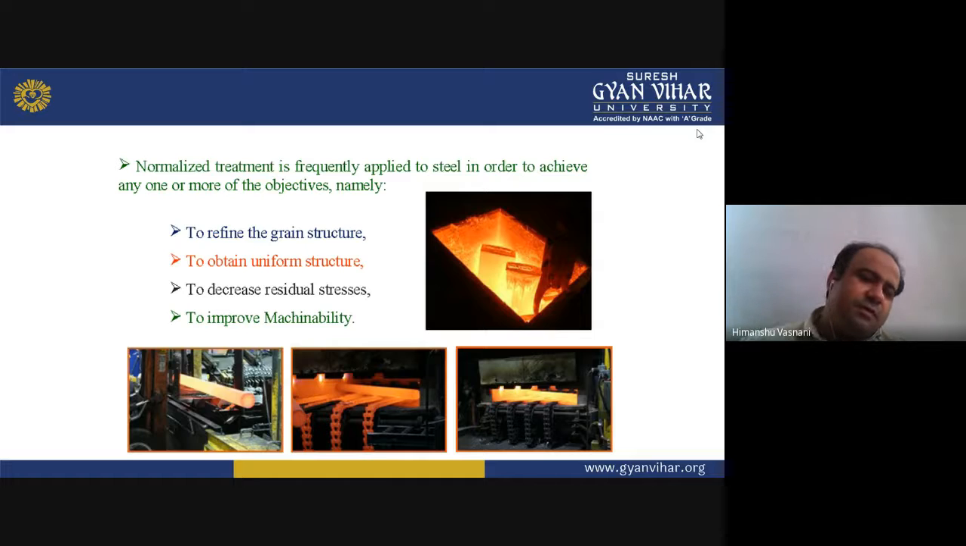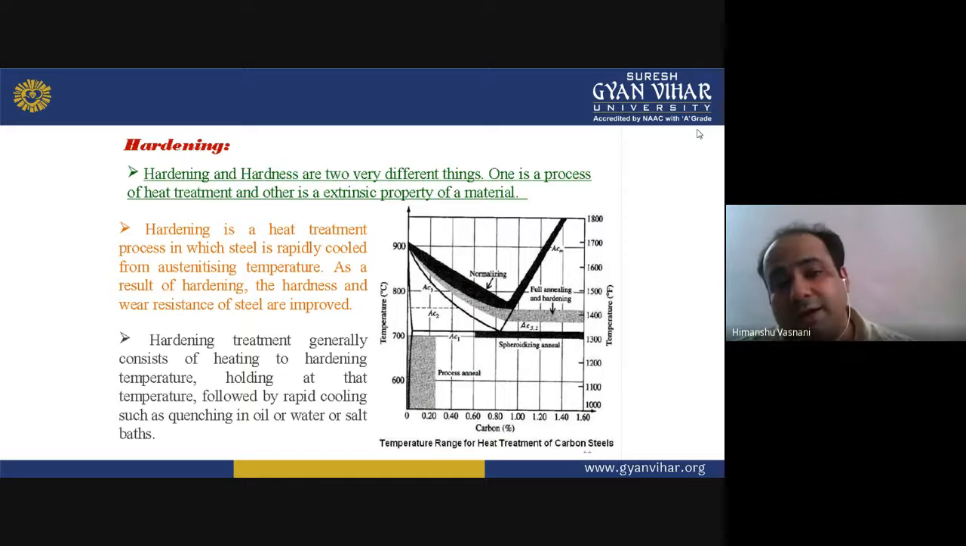Okay, so this is the reason why we go for a normalizing process. Now, hardening and hardness are two different things. One is a heat treatment process, that is hardening, and the other is an extrinsic property of a material. Hardening is a heat treatment process in which steel is rapidly cooled from austenitizing temperature. As a result of hardening, the hardness and the wear resistance of steel is improved. This is the effect of hardening.